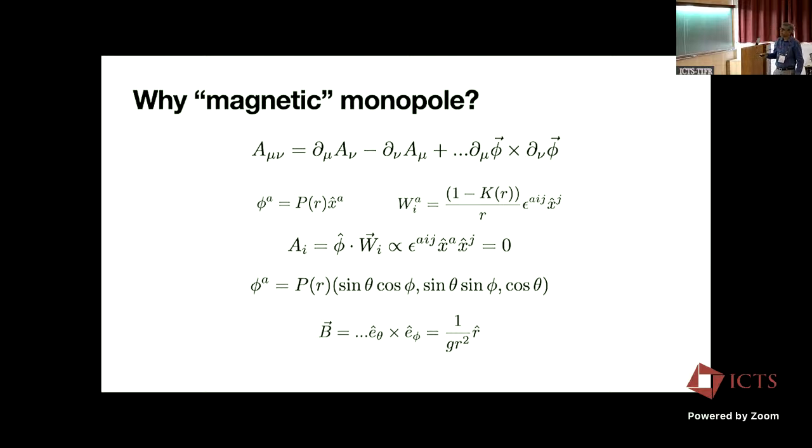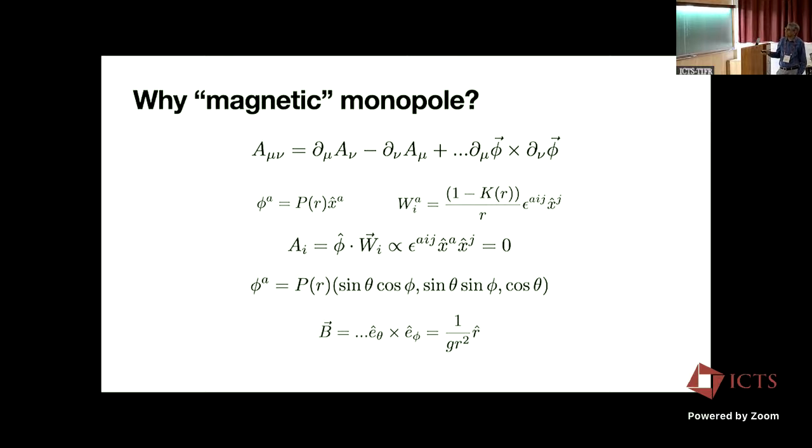So let's first find the gauge field, A, which is phi dot W, but you see that phi is proportional to x hat, and W is orthogonal to x hat because of the epsilon symbol. So when you do this dot product, you'll get epsilon Aij, XA, XJ, and this will be 0. So the gauge field actually vanishes for this configuration.